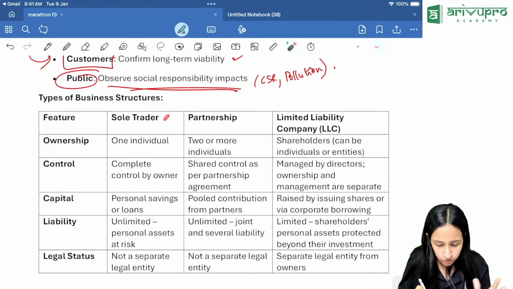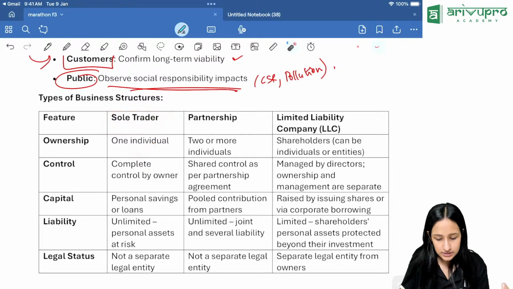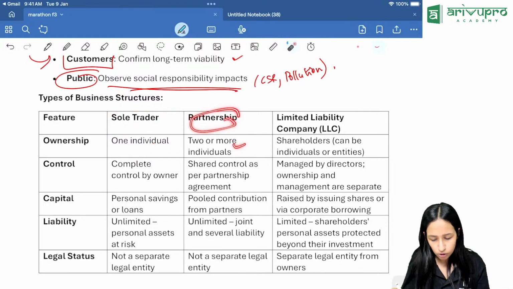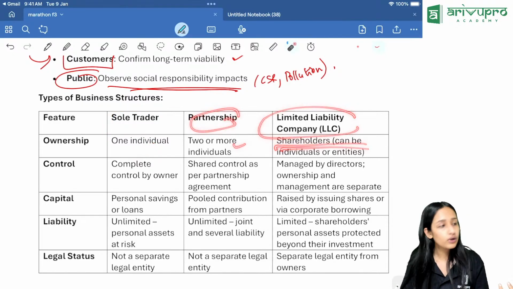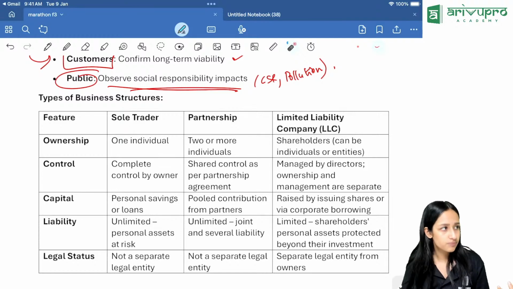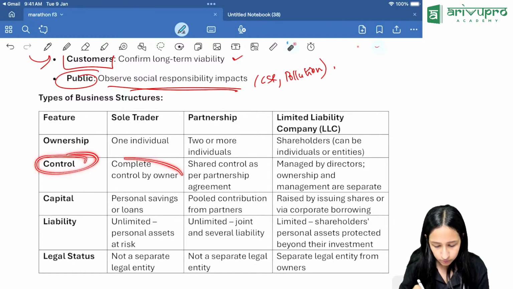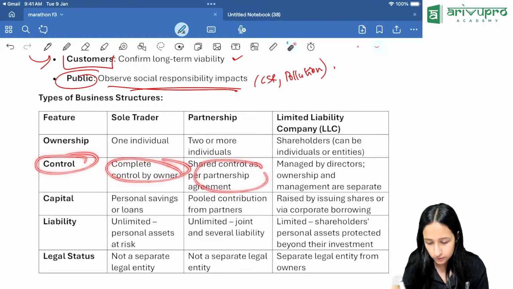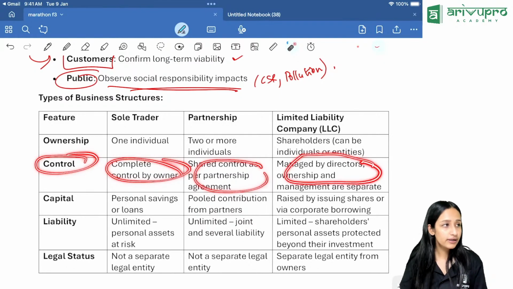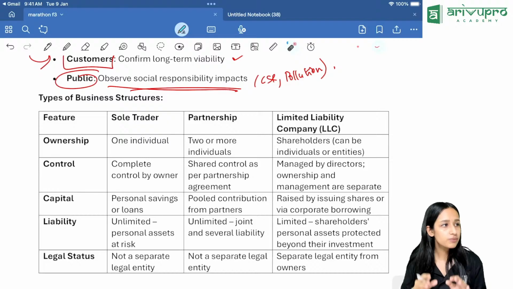Right, ownership. Sole trader, very obvious answer. One person is the owner. Partnership, two or more people. LLC, who are the owners? Shareholders are the owners. Okay, coming to control, the owner controls it in a sole trader, partners control it in a partnership. Here, it is managed by directors. Ownership and management are two separate things here.